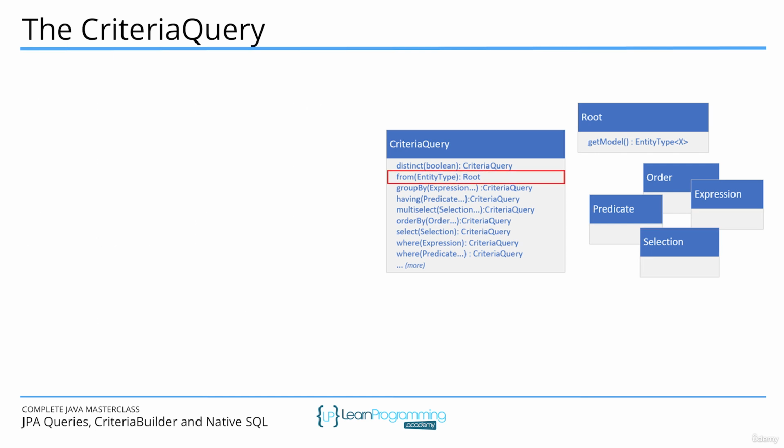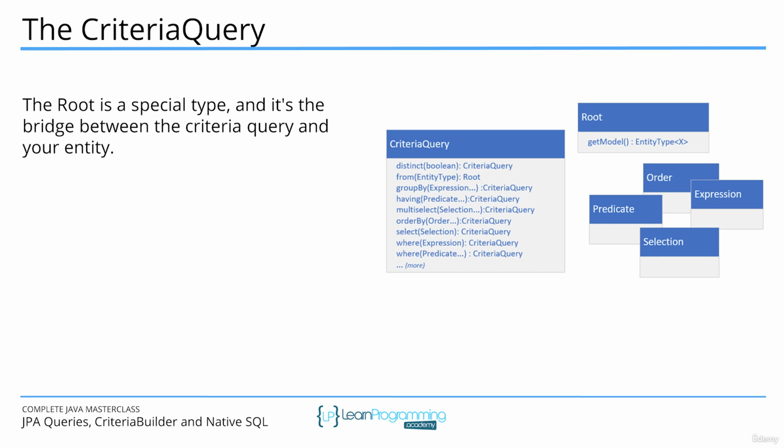Finally, notice the from method on this class. This method is different from the rest and returns a root instance. The root is a special type and it's the bridge between the criteria query and your entity. It's the source of the query's data. It's more common to have just one root, but there's support for multiples.